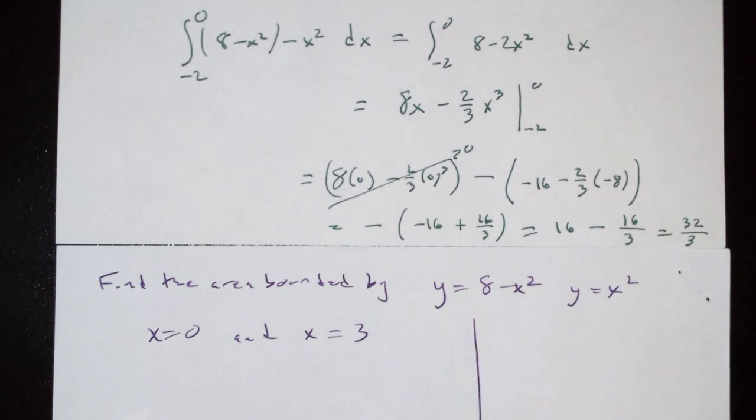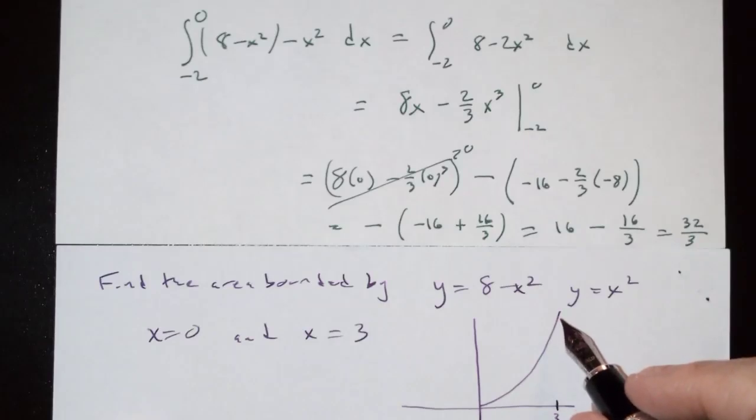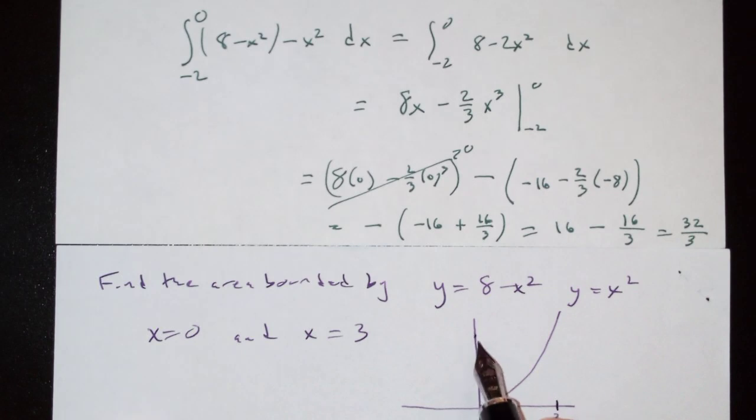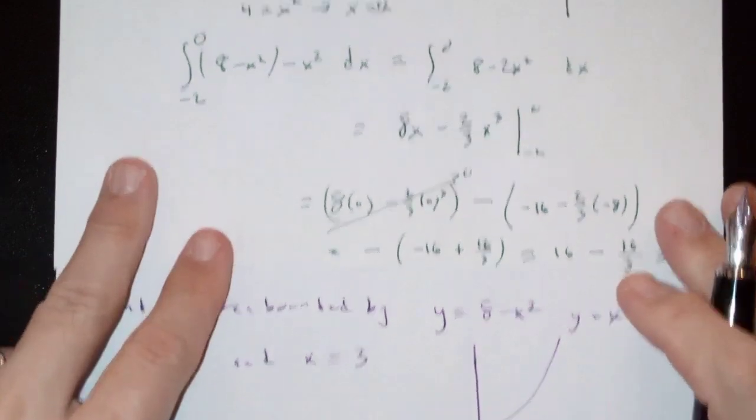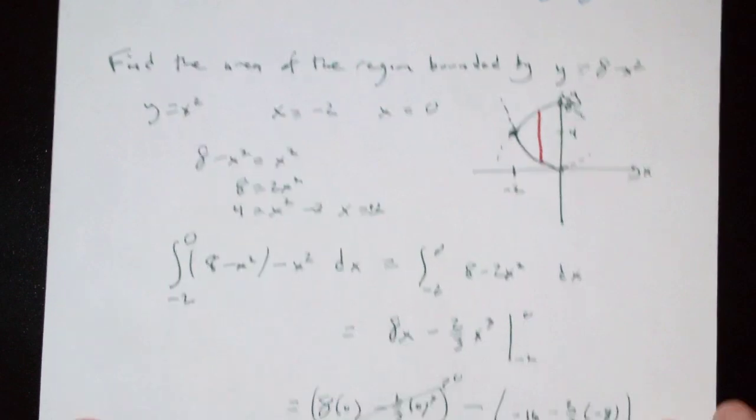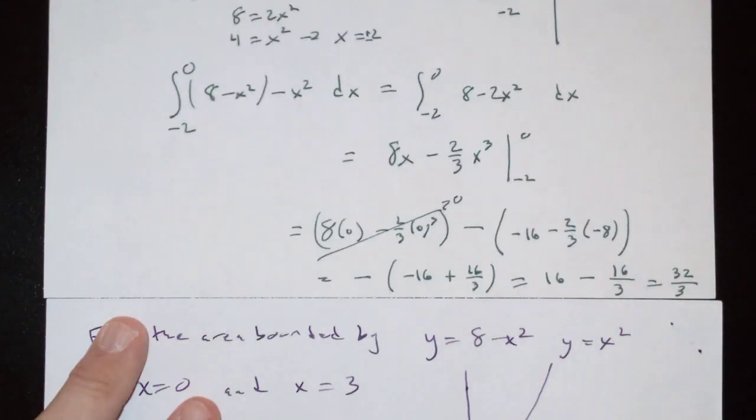Okay, wait a second. Y equals x squared between 0 and 3. I know that goes like that. But that goes all the way up to a height of 9. And this curve starts at 8 and comes down. And what's more, we already know where these curves cross. These two curves actually cross here.